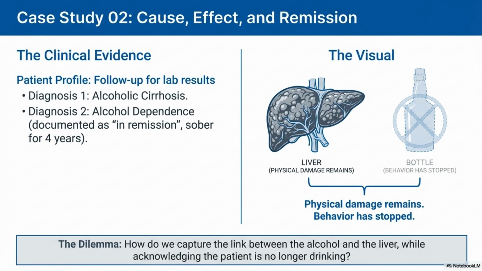Now let's move into a scenario where both physical damage and behavioral history matter. Clinically, substance-related disorders in remission describe someone who used to have dependence, but the behavior has stopped, even though the physical consequences may still be present. In this case, the patient comes in for follow-up. The provider documents two things: alcoholic cirrhosis, the physical damage. Alcohol dependence in remission, the behavior has stopped for 4 years. So we have a body that's still affected, but a behavior that's no longer active.